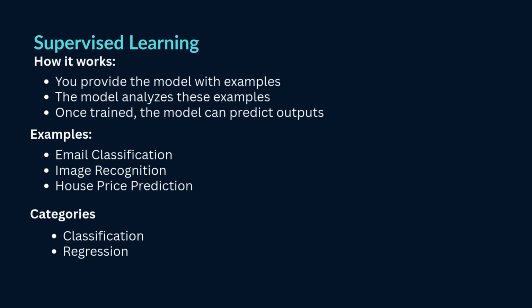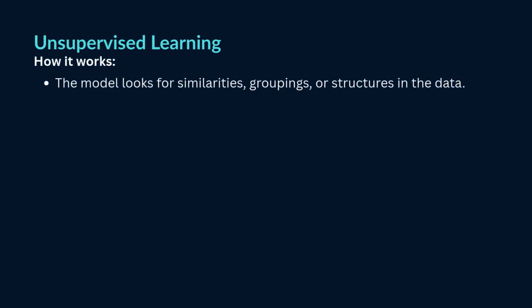Supervised learning is powerful because it allows models to make accurate predictions, but it requires labeled data, which can sometimes be expensive or time consuming to gather. Unsupervised learning. Unsupervised learning deals with unlabeled data. Here, the algorithm tries to discover patterns or structures in the data without any explicit guidance on what the output should be. How it works: the model looks for similarities, groupings, or structure in the data.